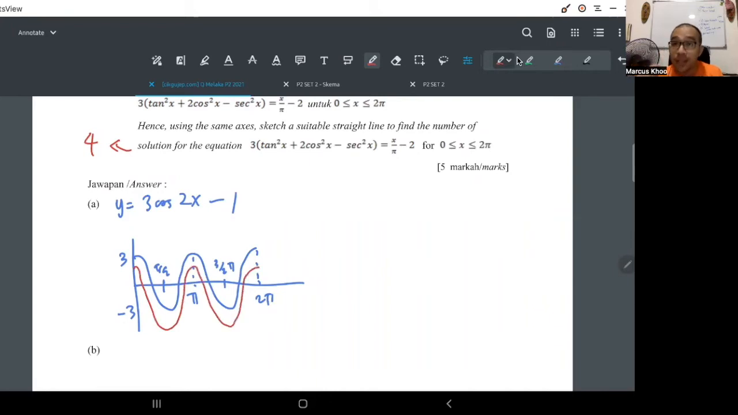Okay, so the red color one is the one that we want. Where this is 2 and this one will now be -4, but everything else remains the same.